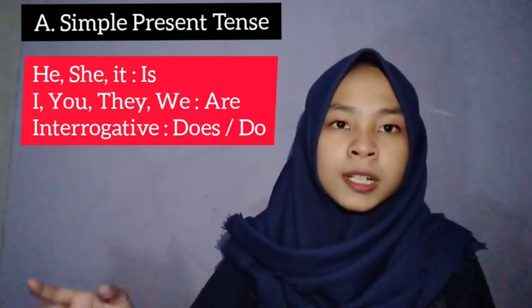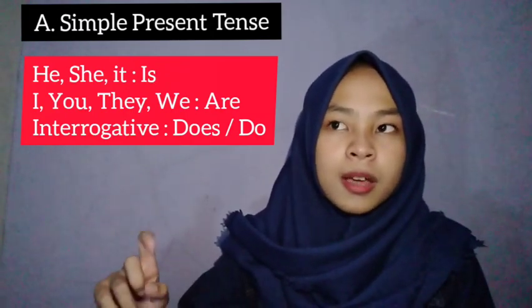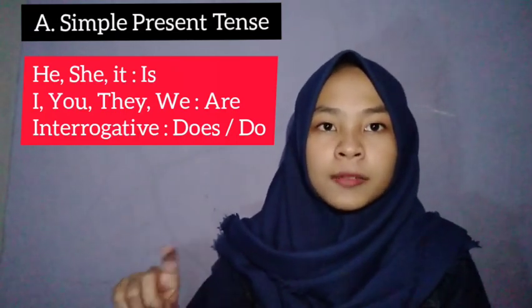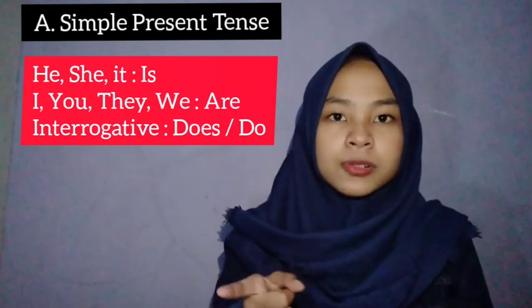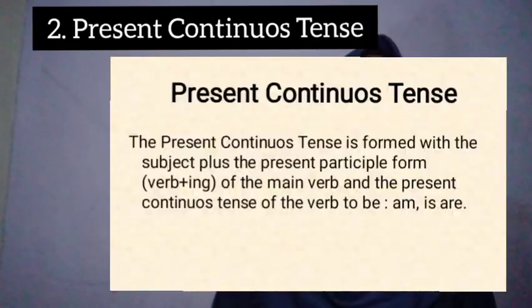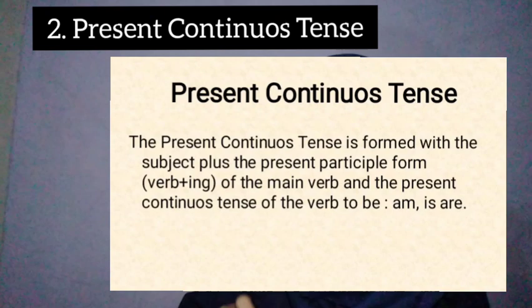And then if you use the subject I, you, they, we, you have to use do. Number 2 in the sentence is present continuous tense. Present continuous tense is formed with the subject plus the present participle from verb plus ing of the main verb and the present continuous tense of the verb to be: am, is, are.